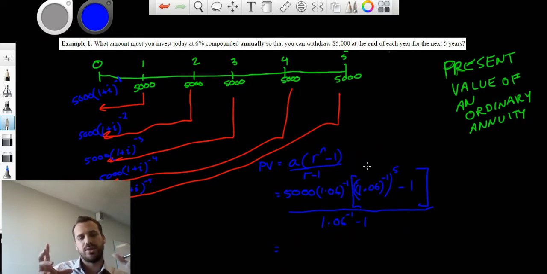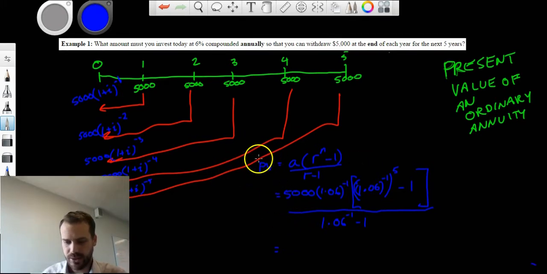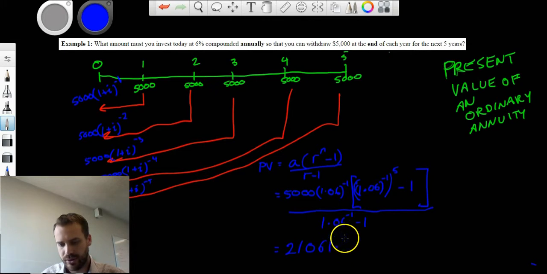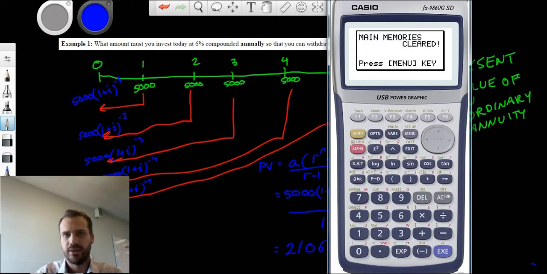If you do type it all into your calculator in one step, you're going to avoid rounding errors, which is really neat. Okay, I'm going to pause it for a second. I'm going to play with my calculator and come back. Okay, so once I type that in my calculator, I get $21,061.82 approximately.